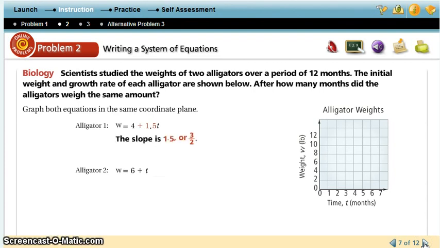For equation 1, the slope is 1 5/10, or 3 divided by 2, and the W-intercept is 4. For equation 2, the slope is 1 and the W-intercept is 6.